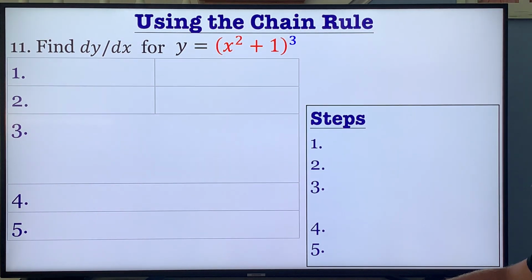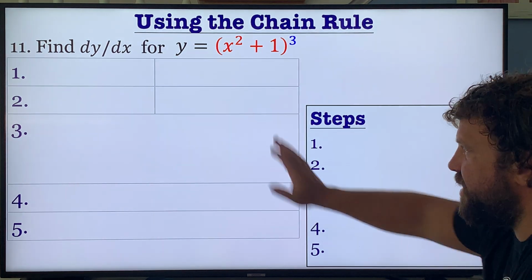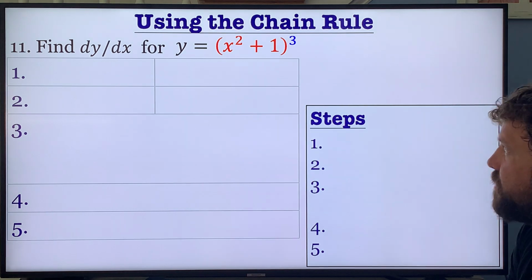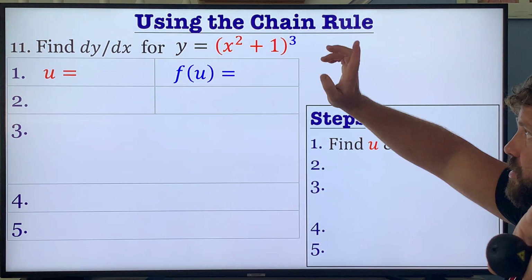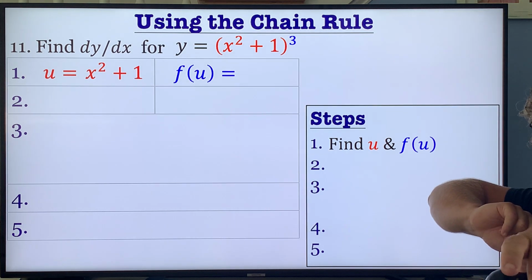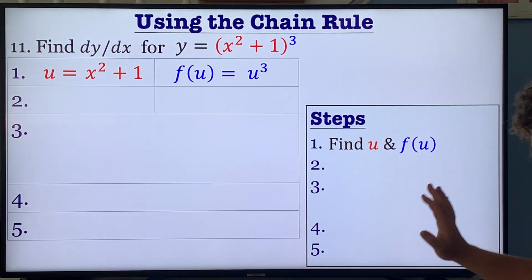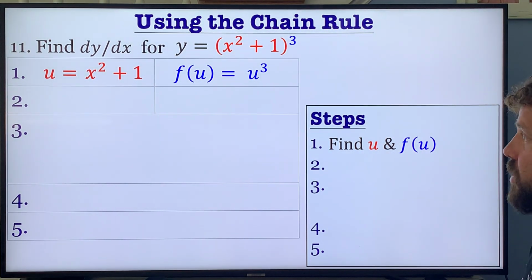Number 1, find dy dx for y equals x squared plus 1, the whole thing cubed. I tried to make this steps and I put it next to the actual stuff I would write on the board to make it easier to see. So step 1 is to find u and to find f of u. U is the inside, f of u is the outside. So u is x squared plus 1. F of u is u to the 3rd. Any questions? So just what we did in the last couple problems, that's step 1.